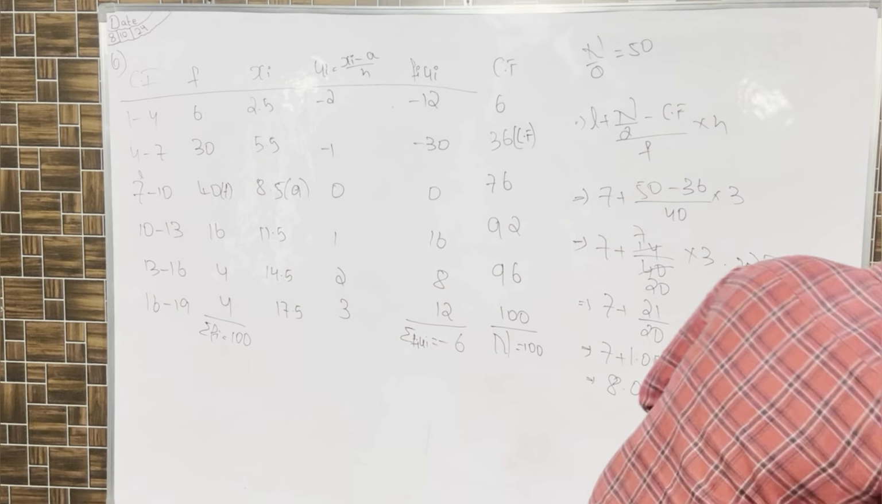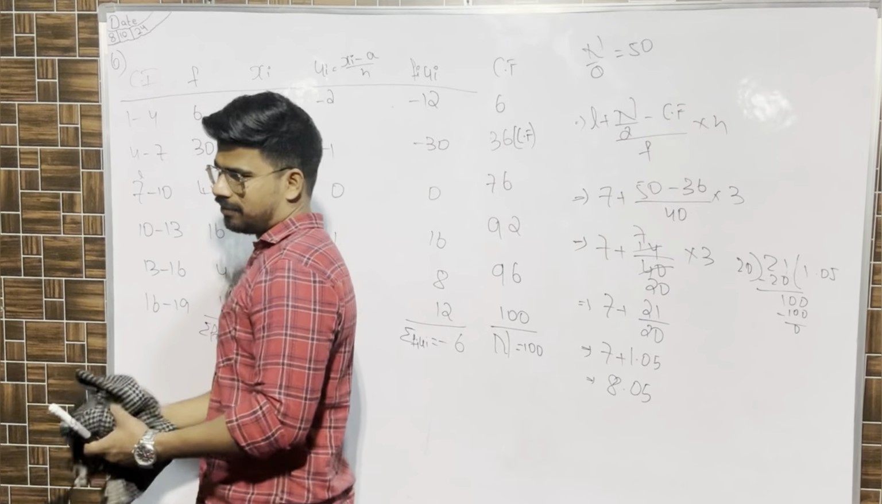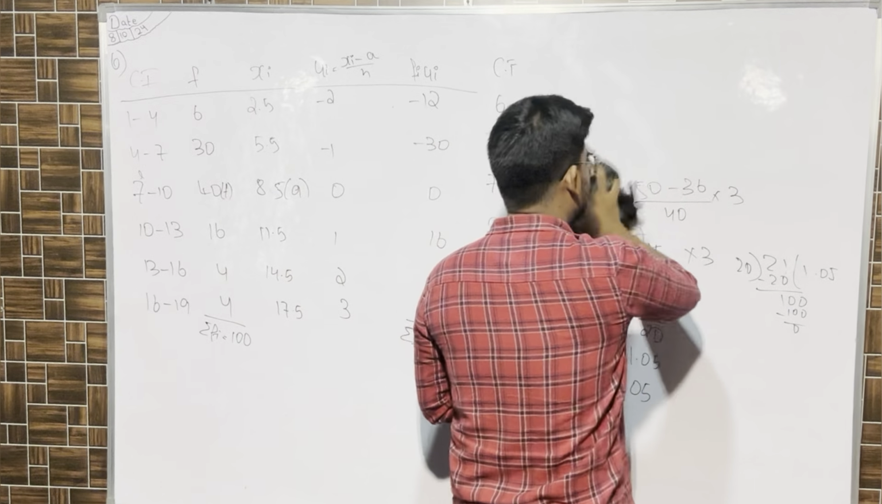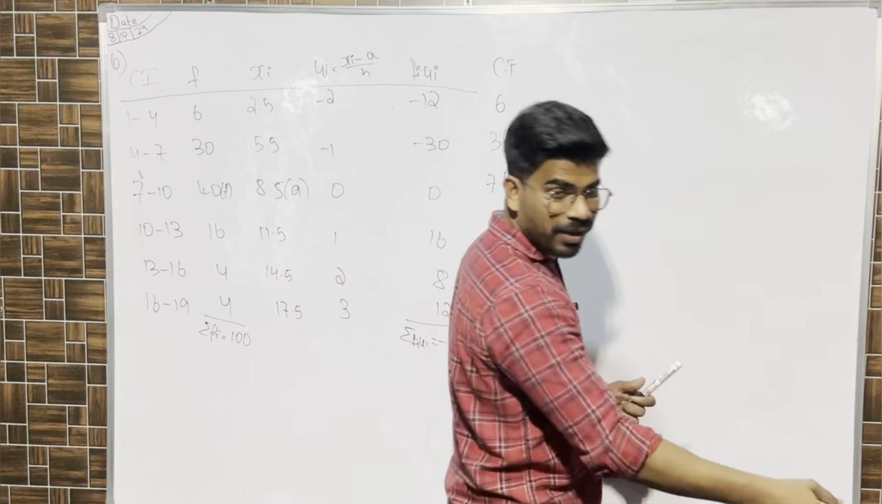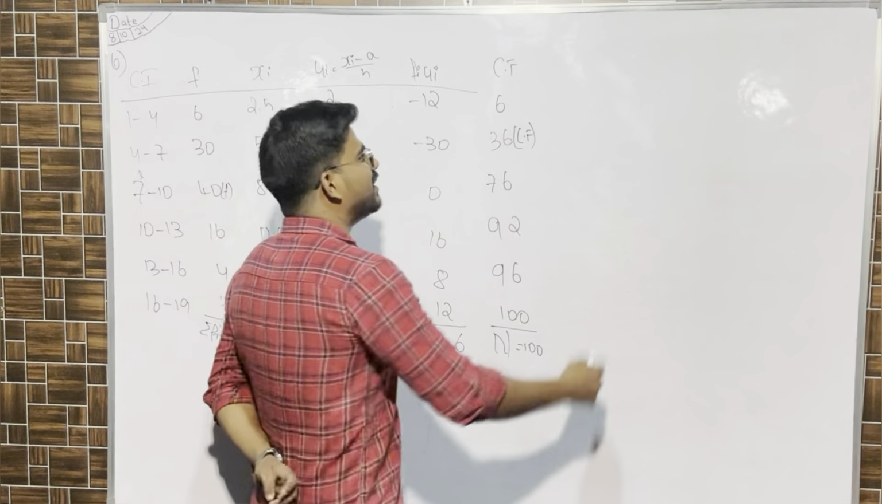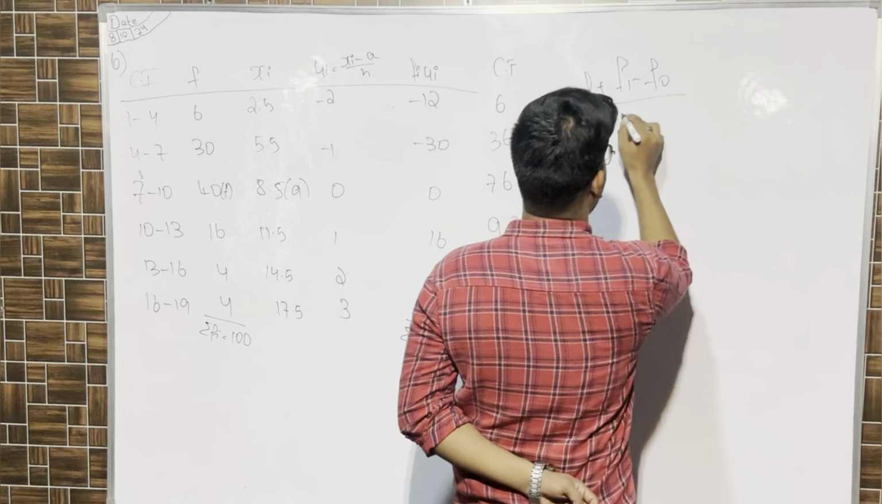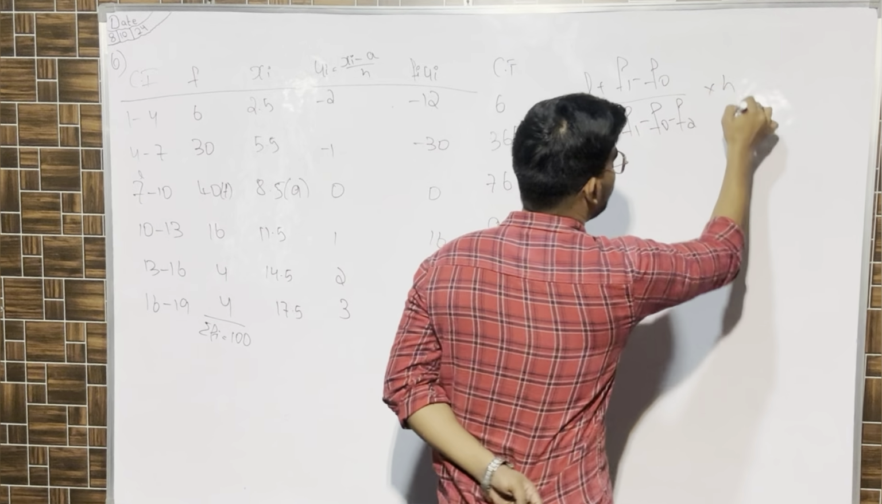Next, we have to calculate what? Mode. In case of mode, there is no need to draw a new table. Just by looking at the table, you can get the values and substitute them in the formula. What is the formula for mode? Mode is L plus (F1 minus F0) by (2F1 minus F0 minus F2) into H.